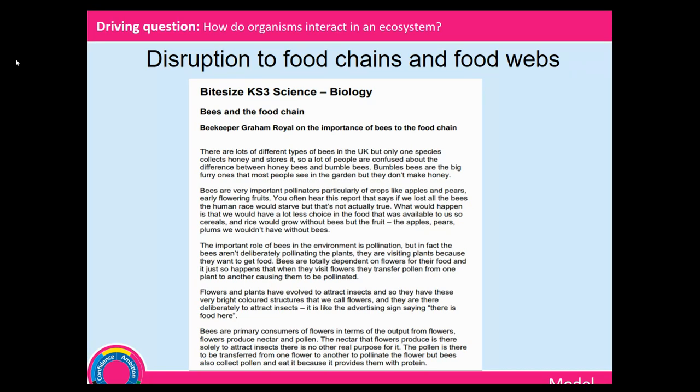It is like the advertising sign saying, "There is food here." Bees are primary consumers of flowers in terms of the output from flowers. Flowers produce nectar and pollen. The nectar that flowers produce is there solely to attract insects. There is no other real purpose for it.